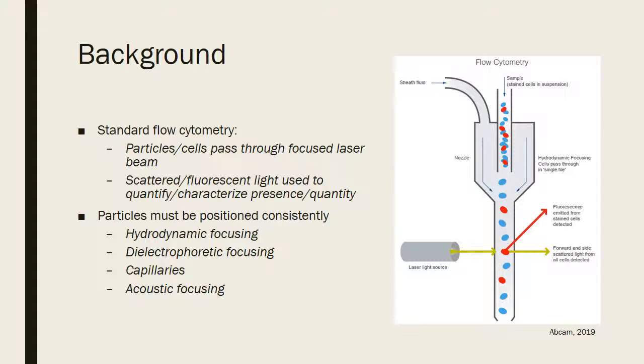Flow cytometers are able to characterize and accurately measure a sample consisting of particles or cells by using a focused laser beam to detect fluorescence or scattered light. However, in order to analyze samples accurately, the particles must be positioned consistently in a stream. Methods to do this include hydrodynamic focusing, dielectrophoretic focusing, capillaries, and acoustic focusing. Of these methods, the most commonly used one in commercial flow cytometry is hydrodynamic focusing.